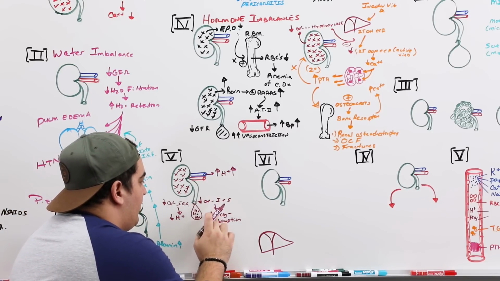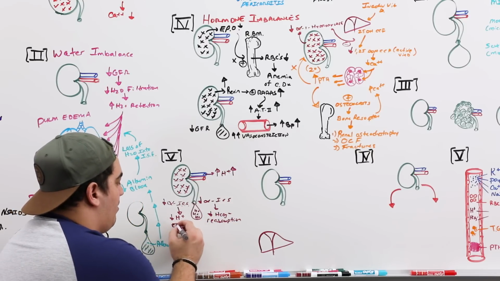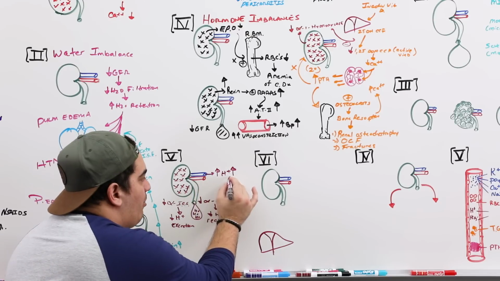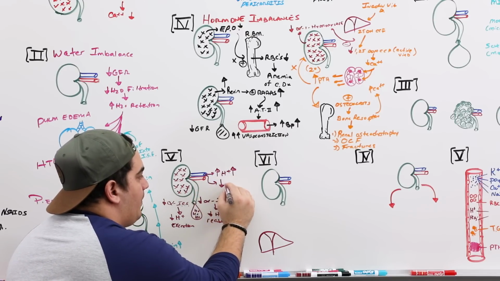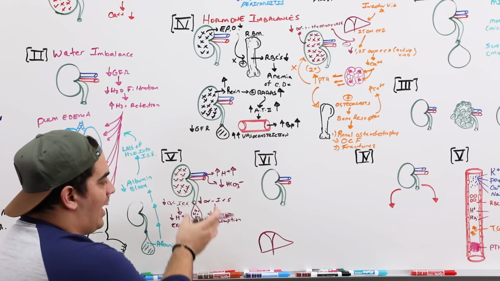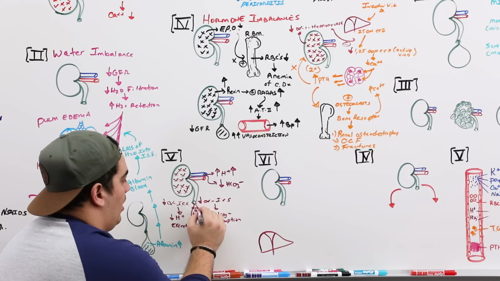As a result of a decrease of these intercalated cells and other cells, there's a decrease in bicarb reabsorption and a decrease in proton excretion. So you increase your proton concentration and you effectively reduce your bicarb reabsorption. So a lot of the bicarb ends up in the urine. So tons of bicarb will end up in the urine.